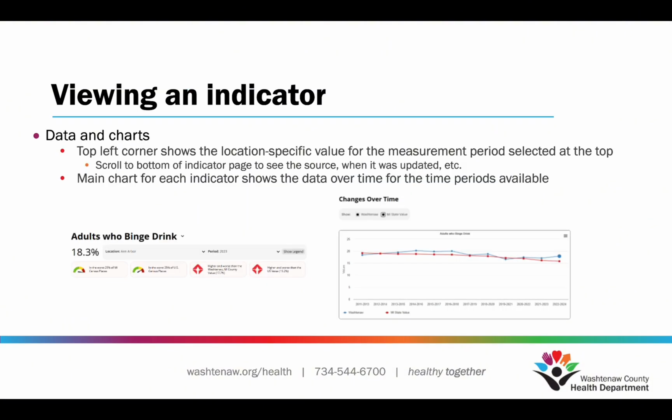Additionally, while viewing an indicator, there are data and charts presented. The top left corner shows the location-specific value for the measurement period selected at the top. Scroll to the bottom of the indicator page to see the source, when it was updated, or any additional information. A main chart is produced for each indicator showing the data over time for the time periods available.